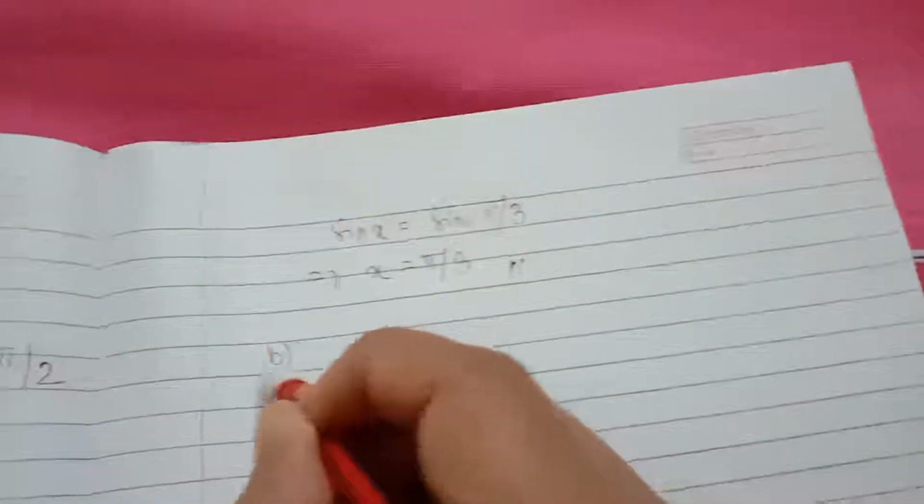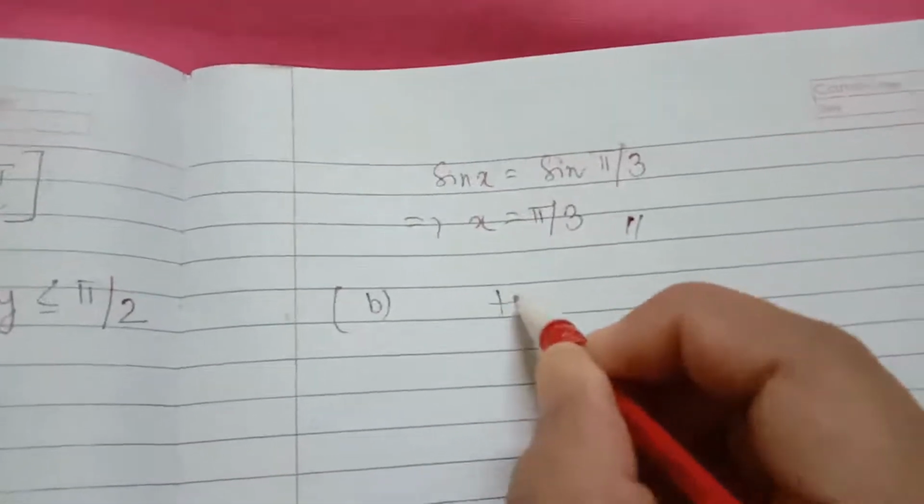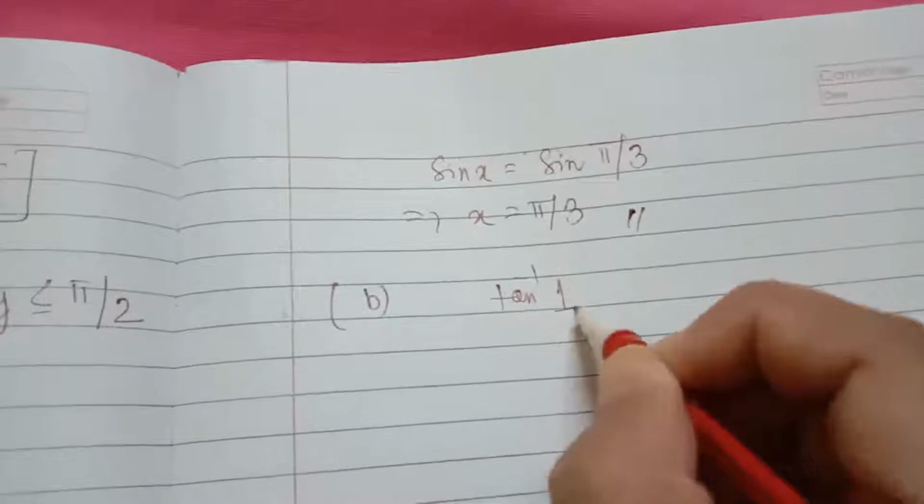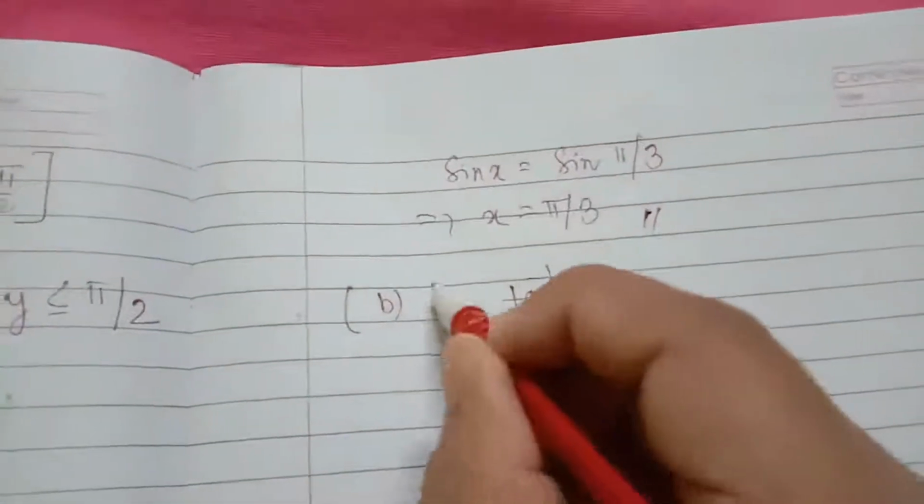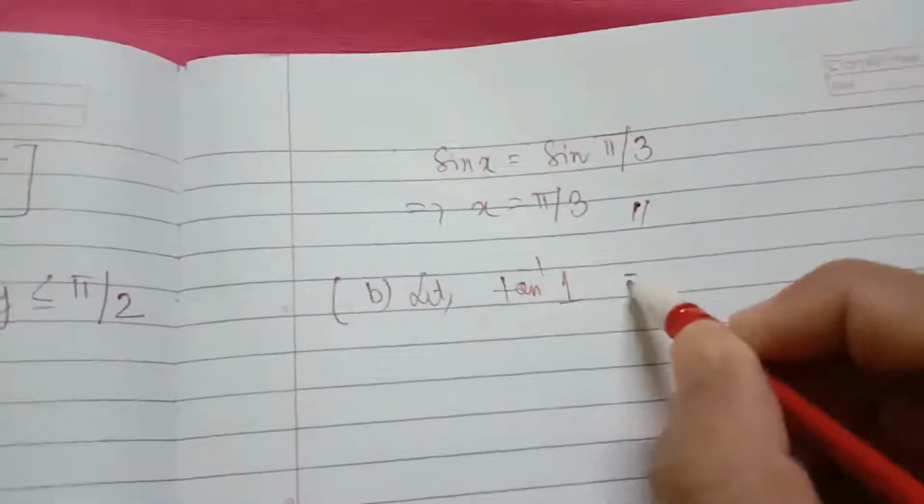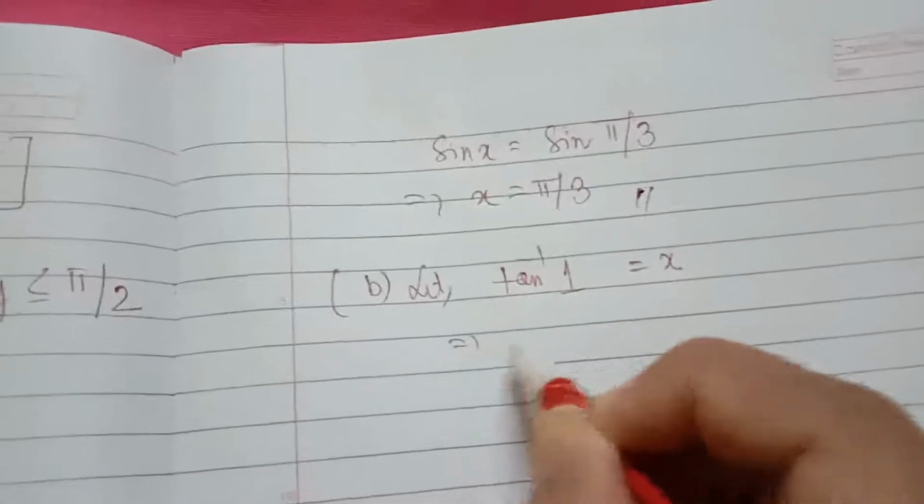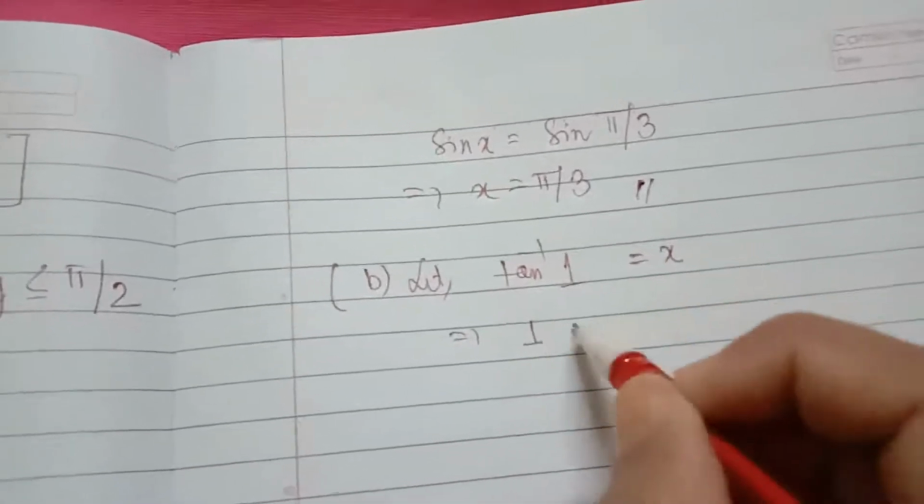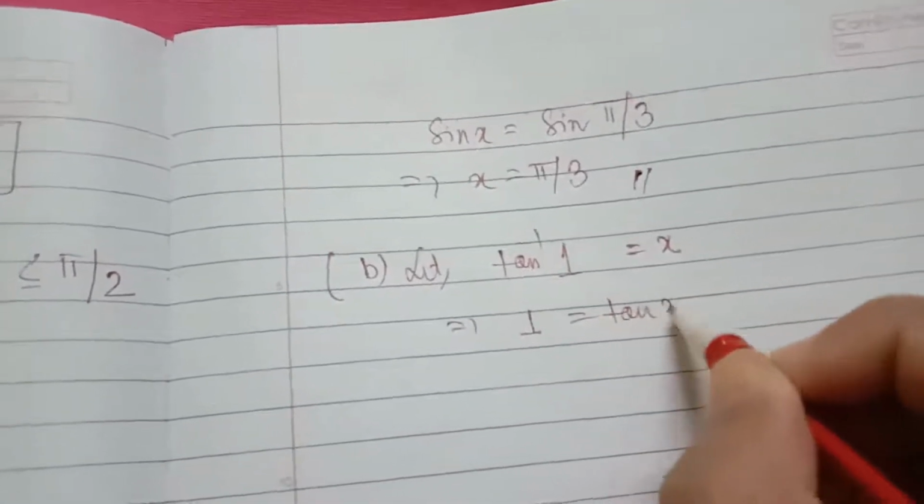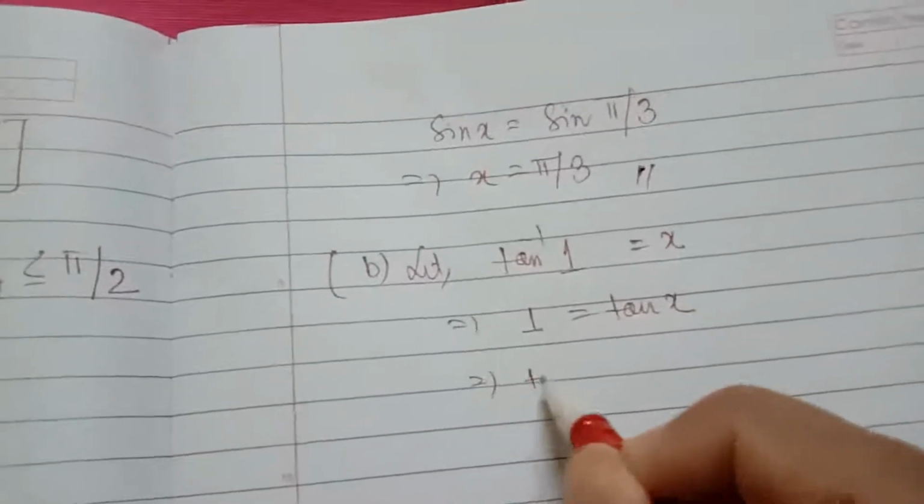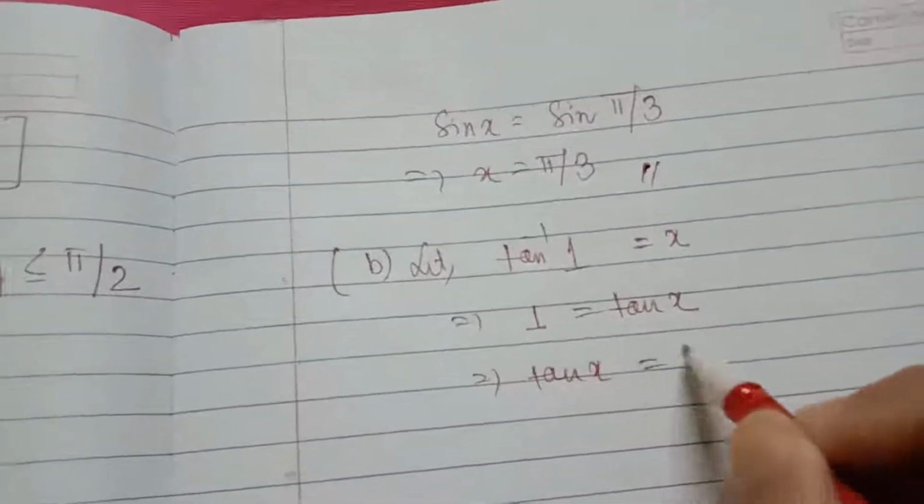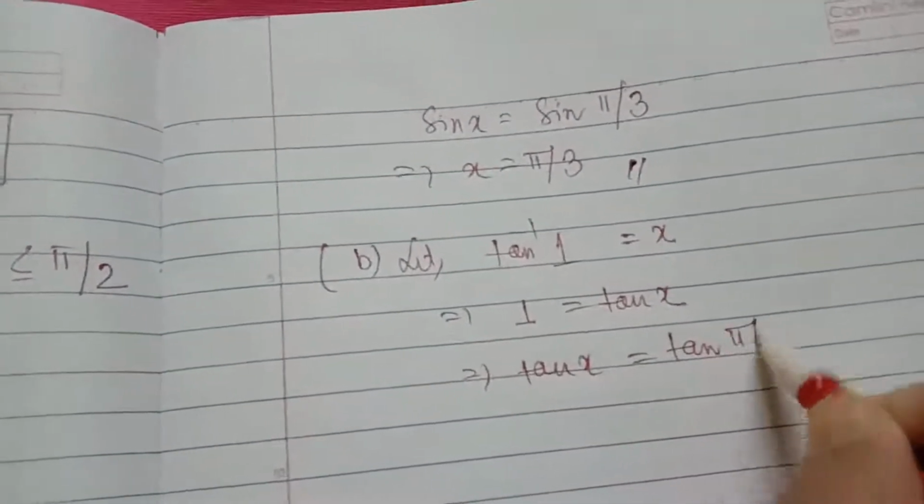Next, tan inverse of 1. Let tan inverse of 1 equal to, say, x. So 1 equal to tan of x. Tan of x equal to tan of pi by 4.